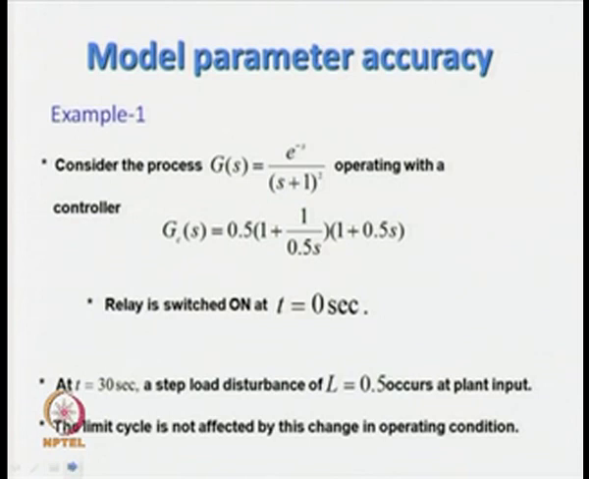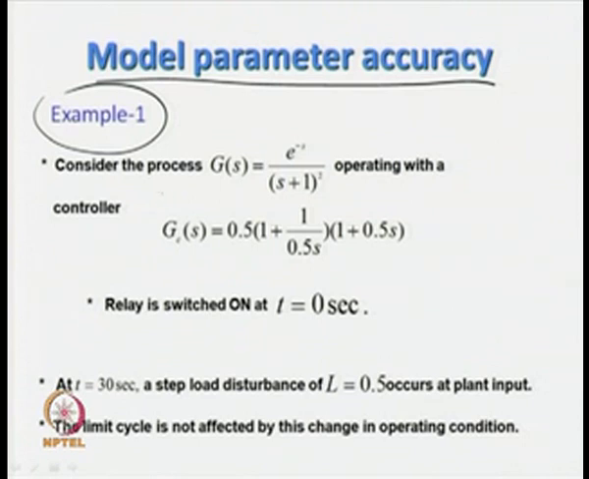The model parameter accuracy will be described with the help of two examples. In the first example, we consider a plant with dynamics given as G(s) = e^(-s)/(s+1)^2, which is operating with a controller G_c(s) = 0.5 times (1 + 1/(0.5s)) times (1 + 0.5s).